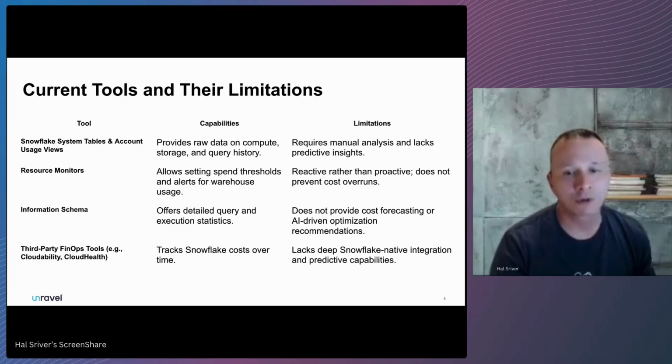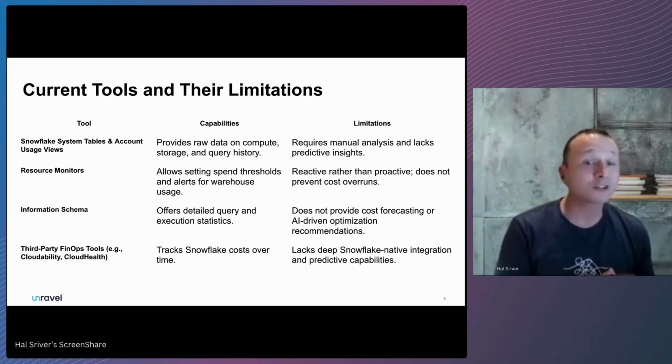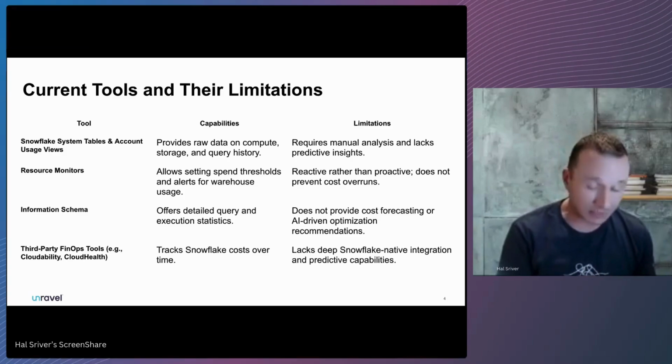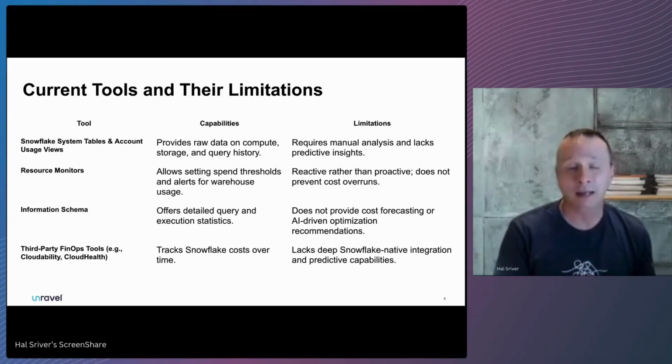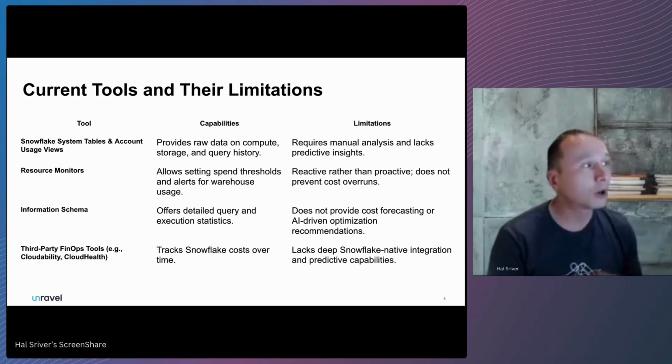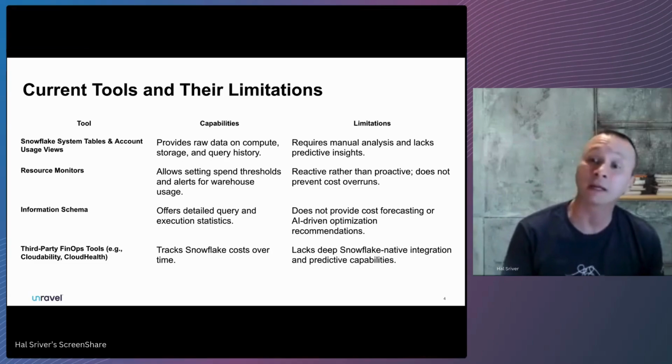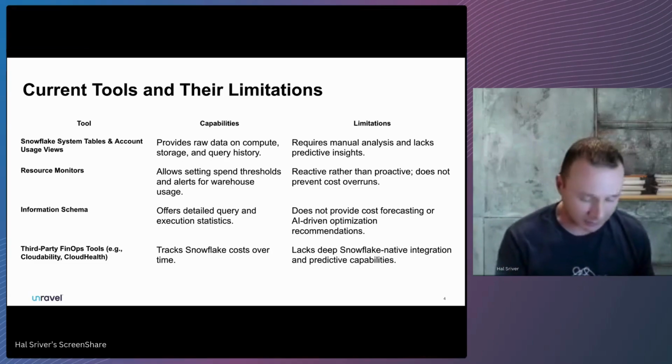Okay, so that said, what tools are out there right now that those same data management, FinOps, and other teams are using currently that pose the challenges around being able to pull all that stuff together?